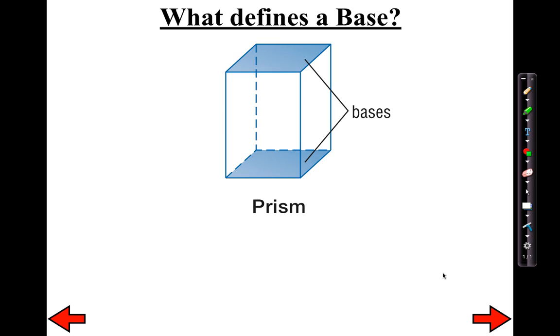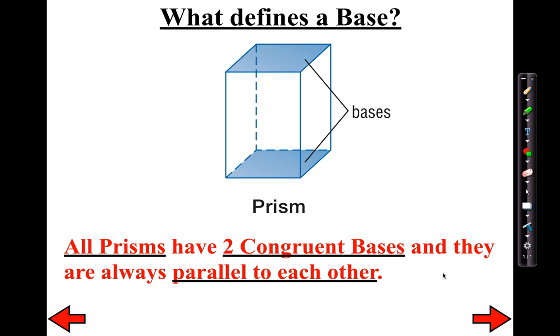So, what defines a base? It is a base if, first of all, in a prism, there are two of them, and they're always the same. They're congruent. So, for a prism, there are two congruent bases, but what else has to happen? They have to also be parallel to one another. So in this case, these are our bases. You can see that they're identical, but they're also parallel.